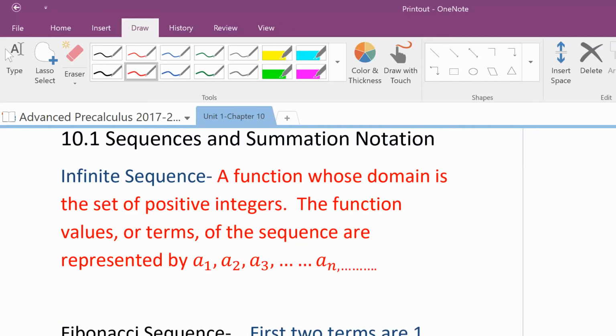An infinite sequence is basically a function whose domain is the set of positive integers, and it goes on forever and ever. So for example, 1, 2, 3, 4, 5, 6, and so on. That is an infinite sequence. Or the set of even numbers like 2, 4, 6, 8, 10, and so on. That is an infinite sequence.